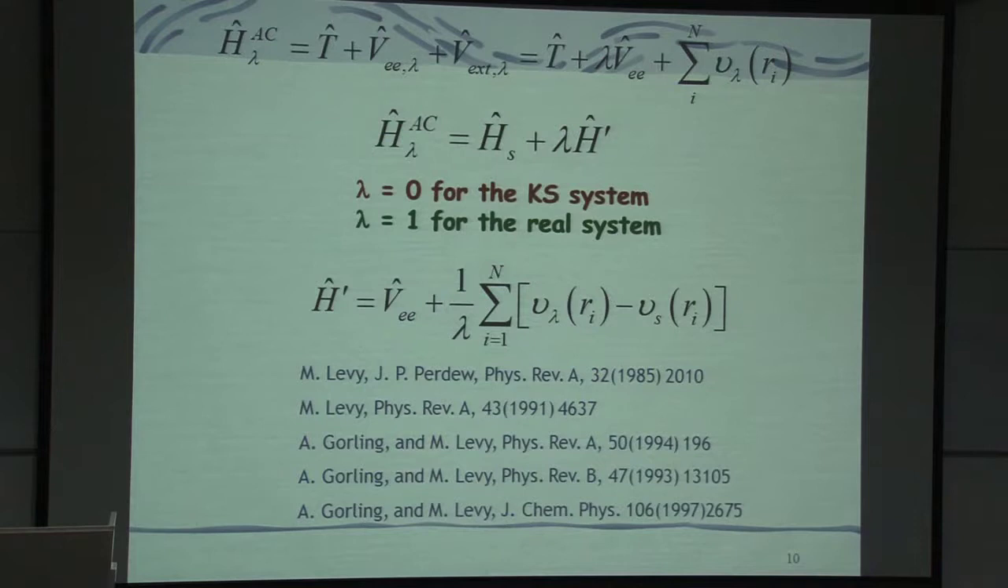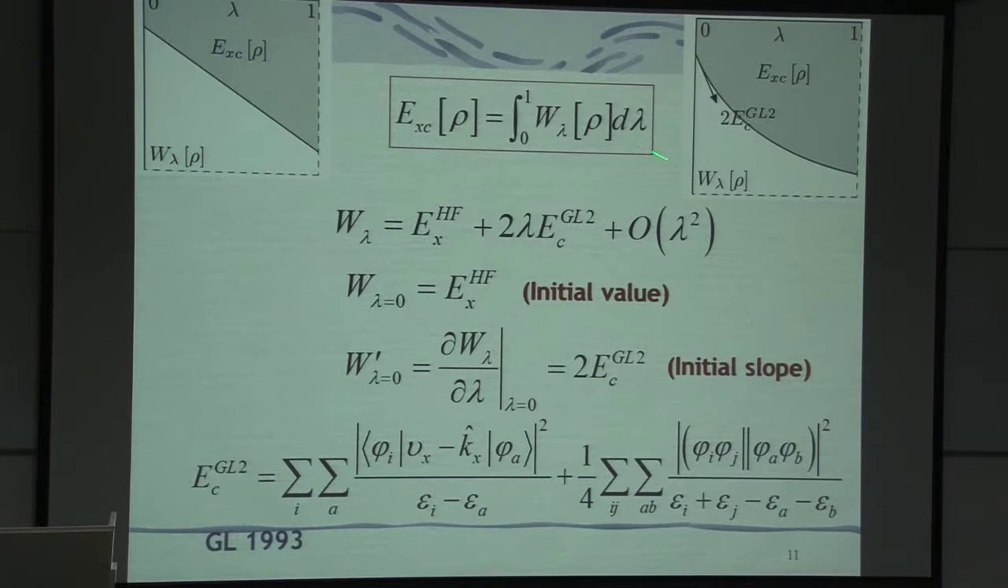You can also express this in terms of perturbation theory. You use this Kohn-Sham system as your reference, and then you turn on this electron-electron interaction to approach the real system. And in this language, you can get another equation for this W lambda. From here, you can see, as we already saw, that at lambda equals zero, W is just the Hartree-Fock exchange, the initial value. And then you can take the derivative with respect to the coupling constant lambda. At lambda equals zero, the derivative is nothing but twice the Görling-Levy second order perturbation, which differs slightly from MP2 by also including the single excitation term.